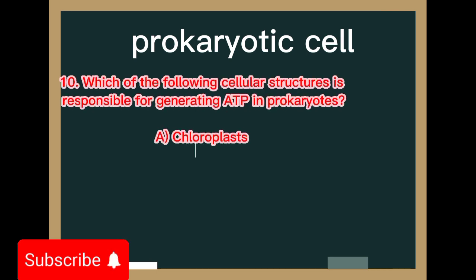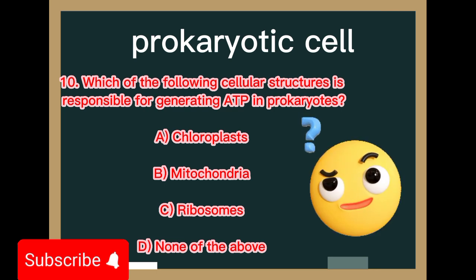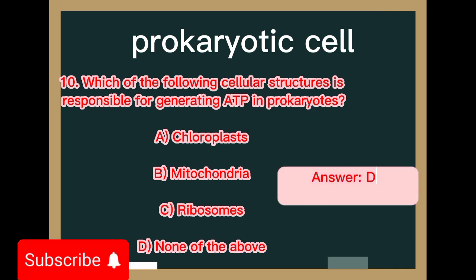10. Which of the following cellular structures is responsible for generating ATP in prokaryotes? A. Chloroplasts. B. Mitochondria. C. Ribosomes. D. None of the above. Answer: D. None of the above.